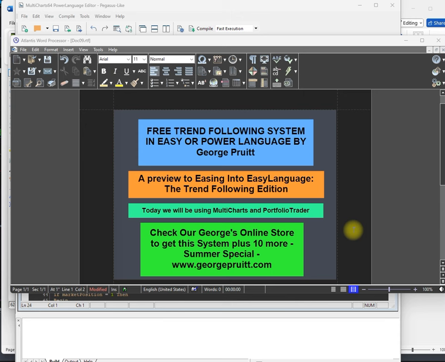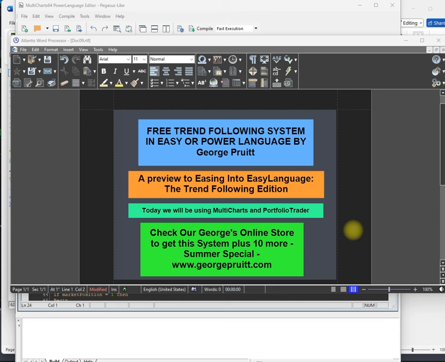Today, instead of TradeStation, I'm going to be using MultiCharts, and I'm also going to be using Portfolio Trader. I've used Portfolio Trader quite a bit lately, and I have to admit that it is better than Portfolio Maestro. It's more stable, it's faster, and it's easier once you get used to how it's used. So I'll probably be writing an instructional manual on Portfolio Trader in the near future as well. Let's jump into the trend following system.